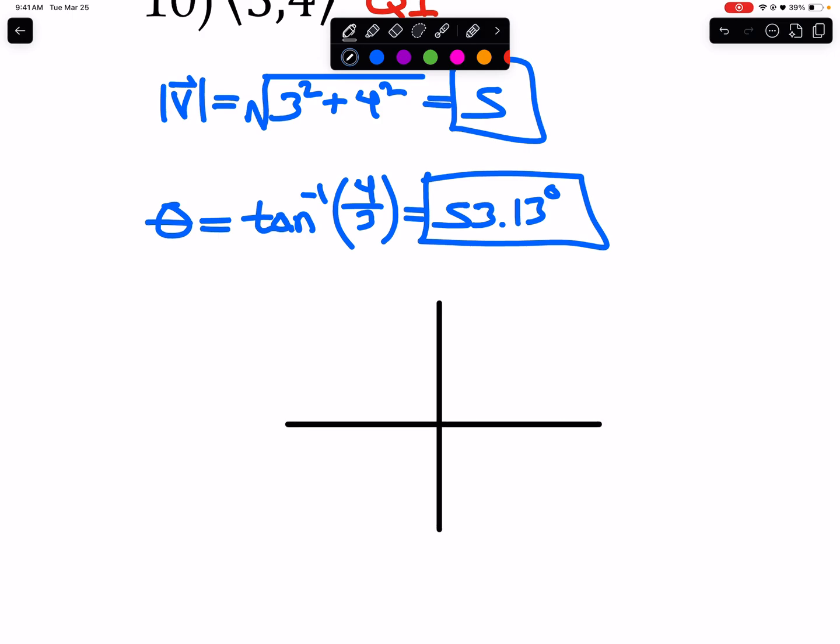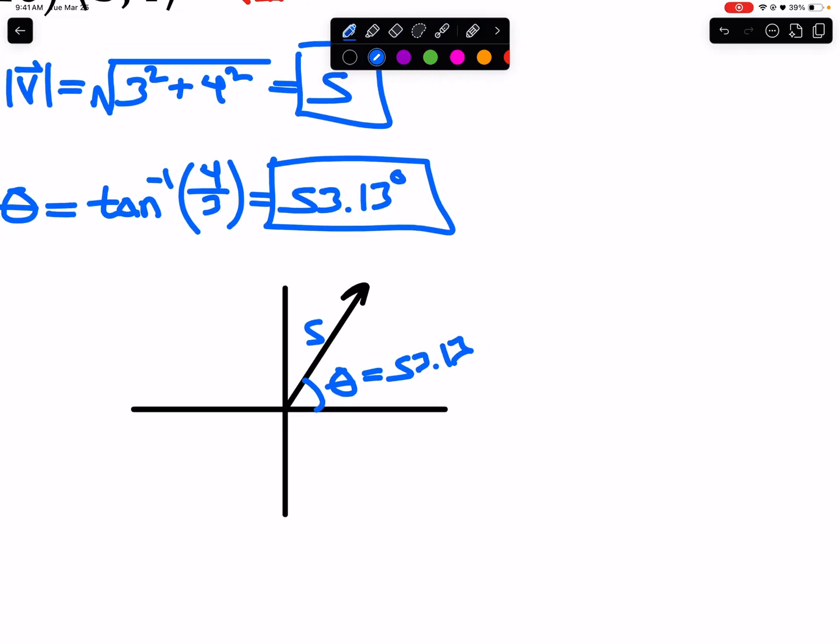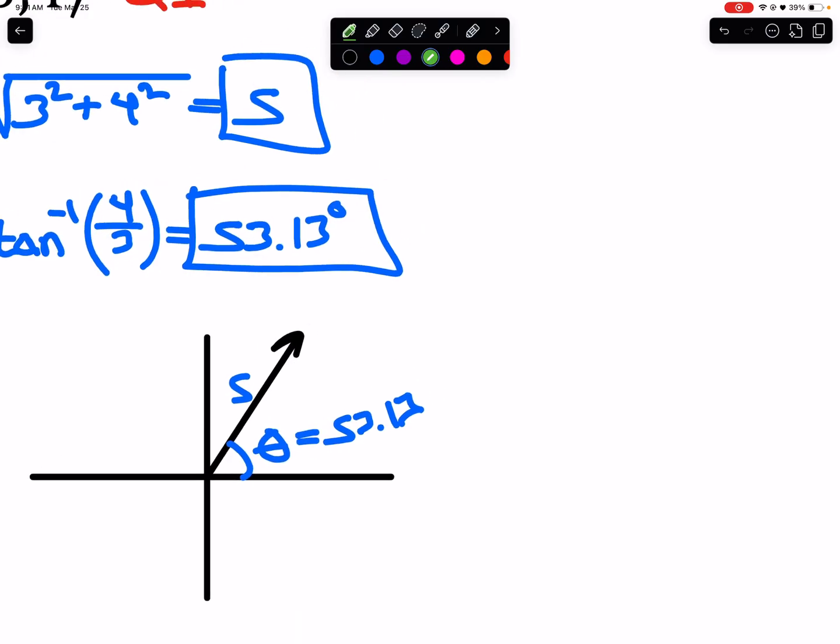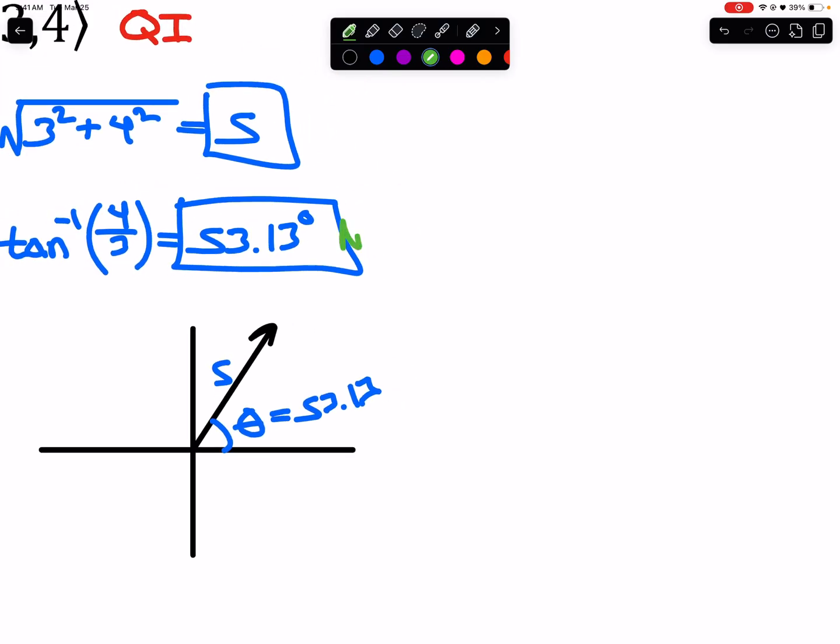So if I do 3, 4, it's going to be about like this, which means our magnitude here would be 5, and then the angle that we just found is 53.13. So more specifically, if I wanted to give a direction, then this would be north of east.